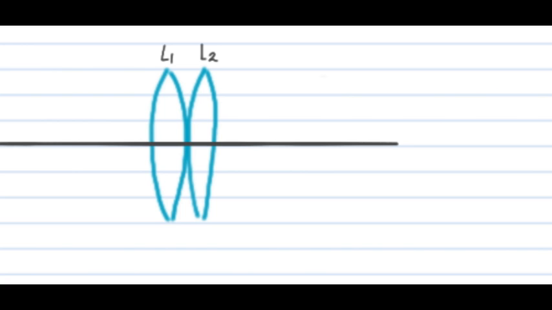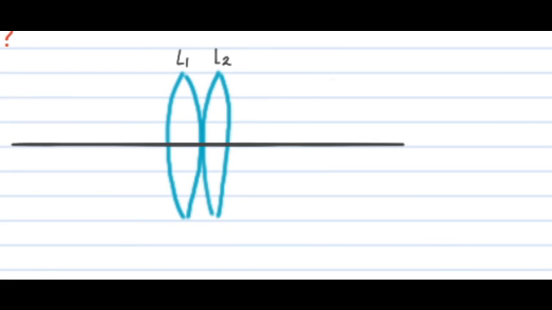So this is your lens L1. This lens L1 has a focal length f1 and this is your lens L2. This lens L2 has focal length f2. Now consider a point object O placed on the principal axis. This O acts as your point object.